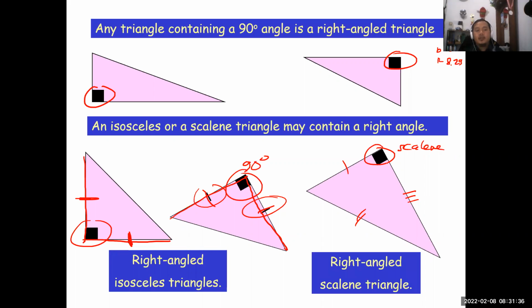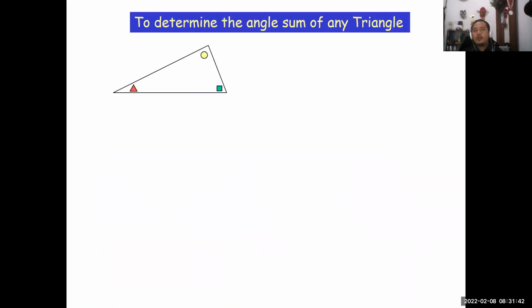So actually, you can swap them around. It's quite okay. I'm going to go to the next one. Now we're going to determine the sum of the angles of a triangle. So I'm not going to go to this one first.